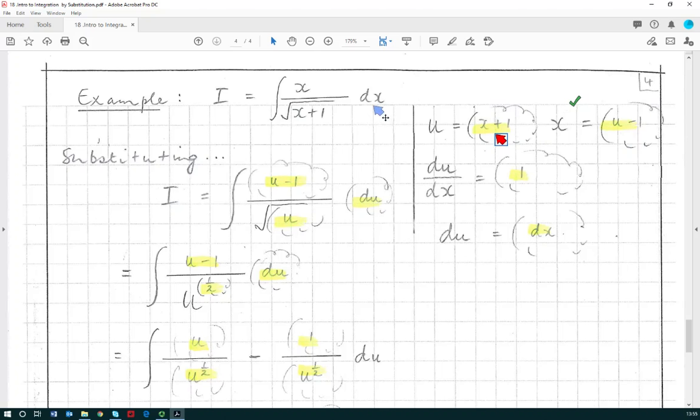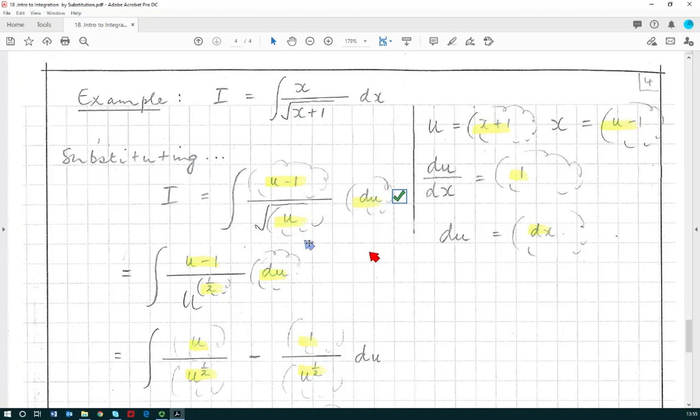I need to find out what dx is. So differentiate this, you'll get 1. Bring the dx across, you've got du equals dx. I'm ready to go, everything must go. So there's the x, it's u minus 1. The square root of x plus 1 is the square root of u. Dx is du. Let's give that a big green tick. You should be happy with that.